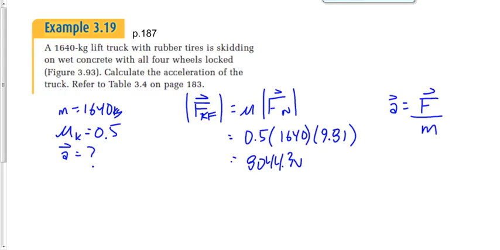If you see one of these questions, guys, and you want to find the acceleration, three words: use the force. 8044.3 newtons divided by the mass of 1640 kilograms. I'm pretty sure that gives me 4.9, so it's going to round to 5, isn't it, to one digit? 5 meters per second squared, or 5 newtons per kilogram.